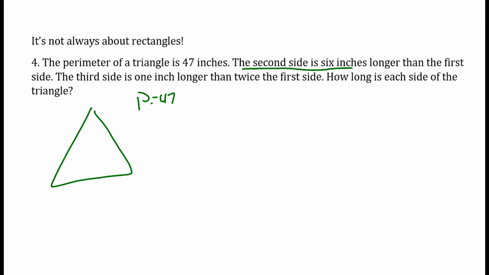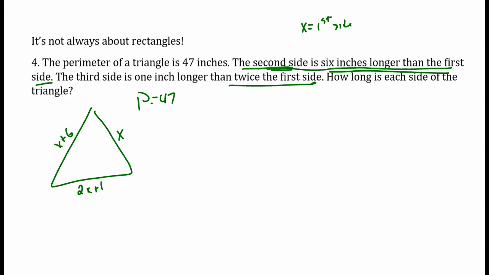The second side is 6 inches longer than the first side. The third side is 1 inch longer than twice the first side. So I have no idea what the first side is. Let's let x be the first side. The second side is 6 inches longer than that, so that's x plus 6. The third side is 1 longer than twice the first, so I need to twice the first and add 1 to it. How long is each side of the triangle?